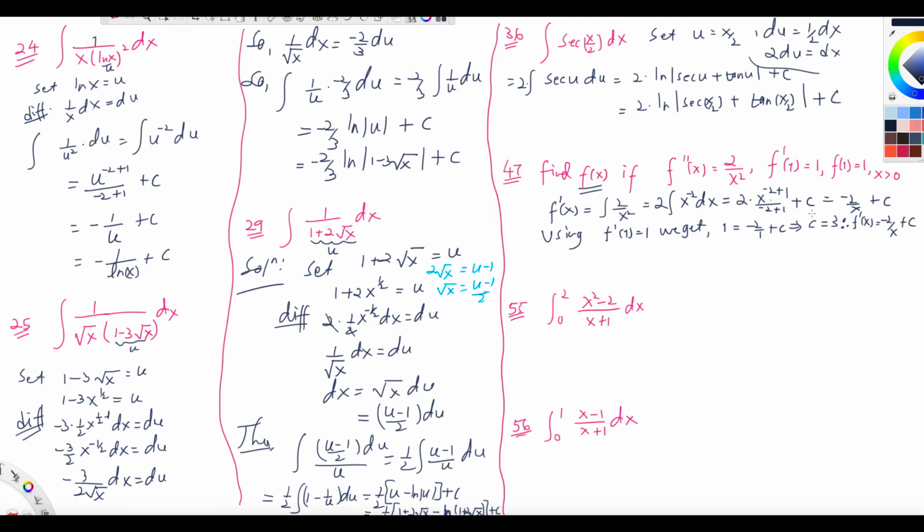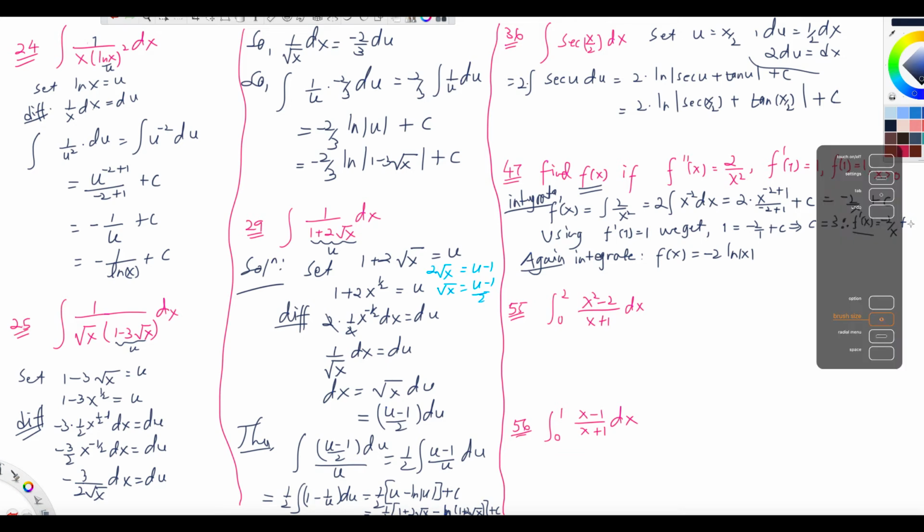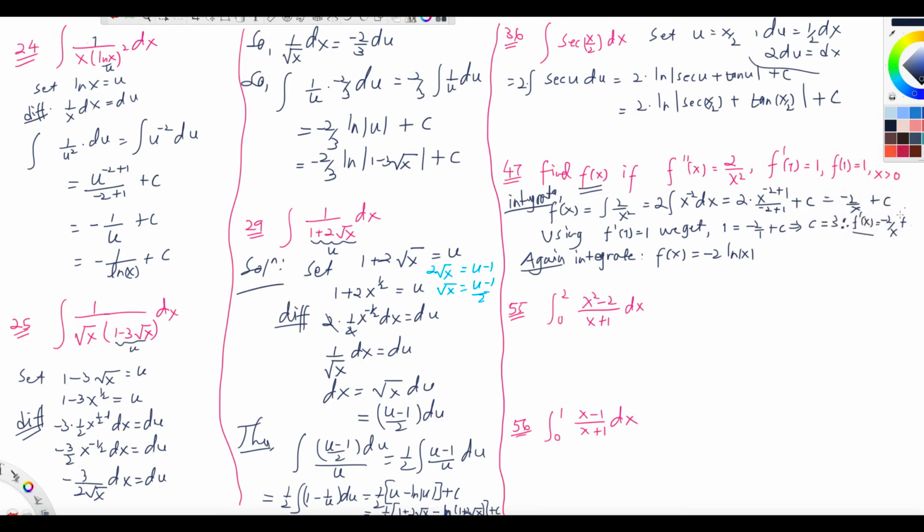But we want to find f(x), so we need to integrate this again. So what do you get? Again integrating here and then here. If you integrate, you will get f(x) equals, what is the integral of negative 2 over x? You will get negative 2 natural log of x. Oh, by the way, this is not c, this is 3 now, because we already found the value of c, that is 3, right? So the integral of 3 is plus 3x.